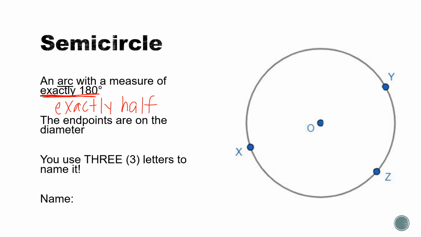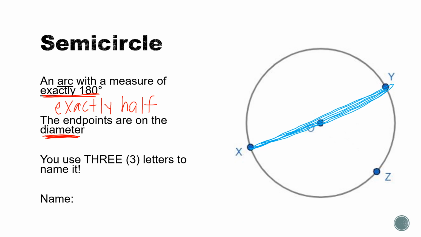All right, the endpoints are going to be on your diameter. And you also need to use 3 letters to name it. So to help you visualize this, I'm going to draw in that diameter from the very beginning. We had a diameter from X to Y.